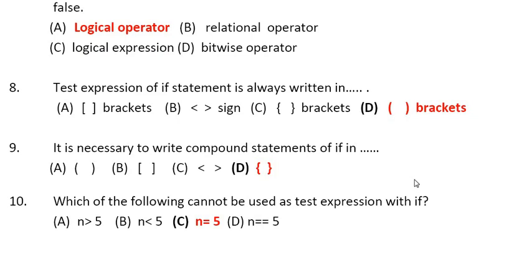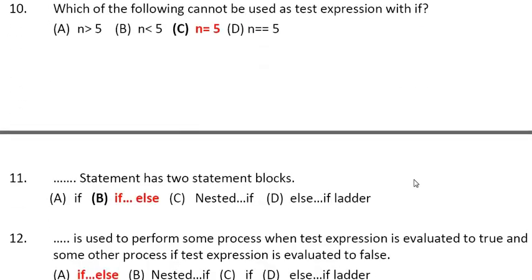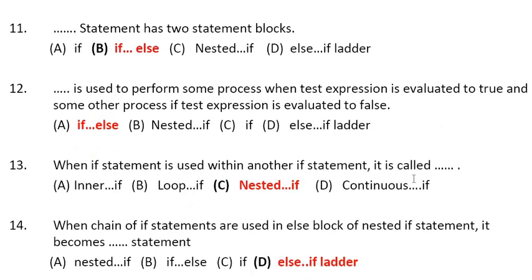10th, which of the following cannot be used as test expression with if? So the correct answer is option C, n is equal to 5. 11th, dash statement has two statement blocks. The correct answer is option B, if else.